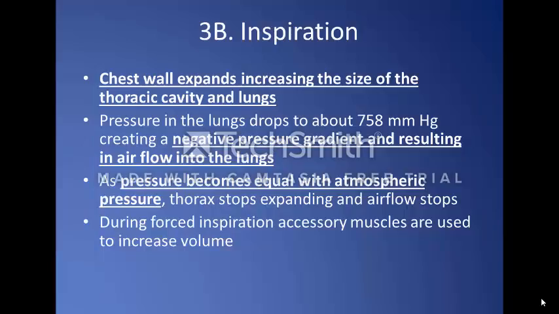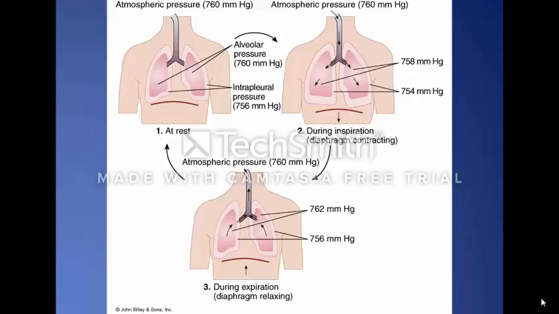The chest wall expanding increases the size of the thoracic cavity in the lungs, and the pressure in the lungs drops to about 758 millimeters of mercury, creating a negative pressure gradient, and this results in airflow into the lungs. As the pressure becomes equal with atmospheric pressure, the thorax stops expanding and the airflow stops. And as we've said, during forced inspiration, accessory muscles are recruited in order to increase this volume. This diagram from your textbooks explains the previous slides.